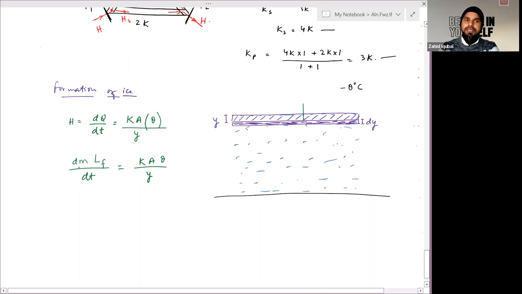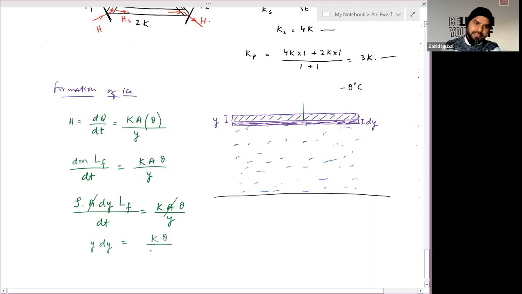Mass equals density into volume, and volume equals area into length. So mass equals density of water to be freezed times area of the surface exposed times its height, times latent heat of fusion, divided by dt, equals Ka theta divided by y. This A and this A will cancel out. We have to calculate the time in which the layer of ice changes from one level to some other level. So move this: y dy equals k theta divided by rho into LF, being constant, multiplied by dt.